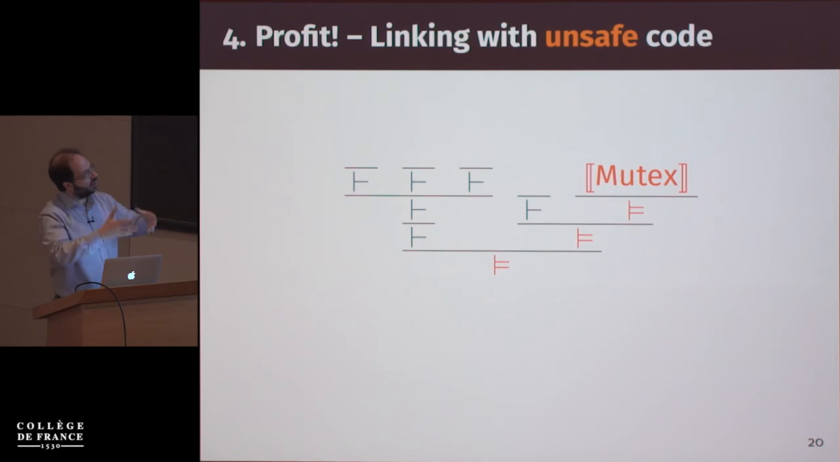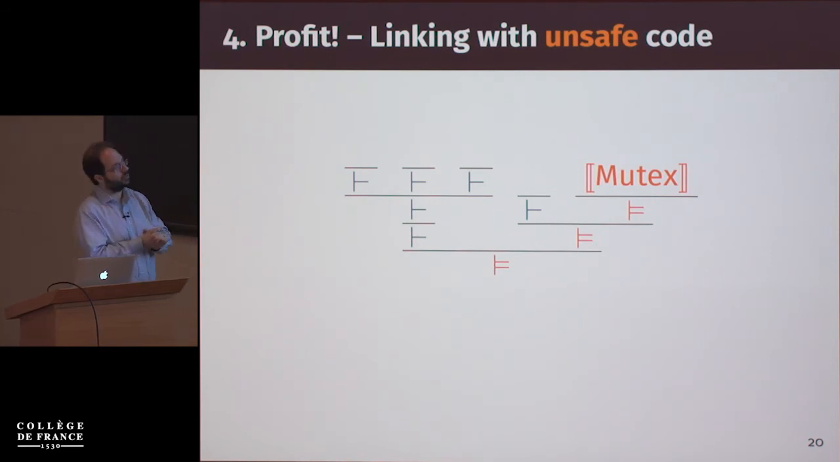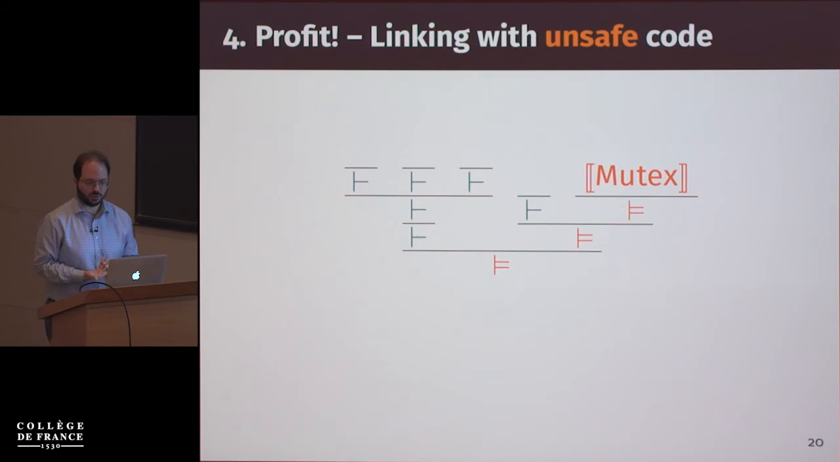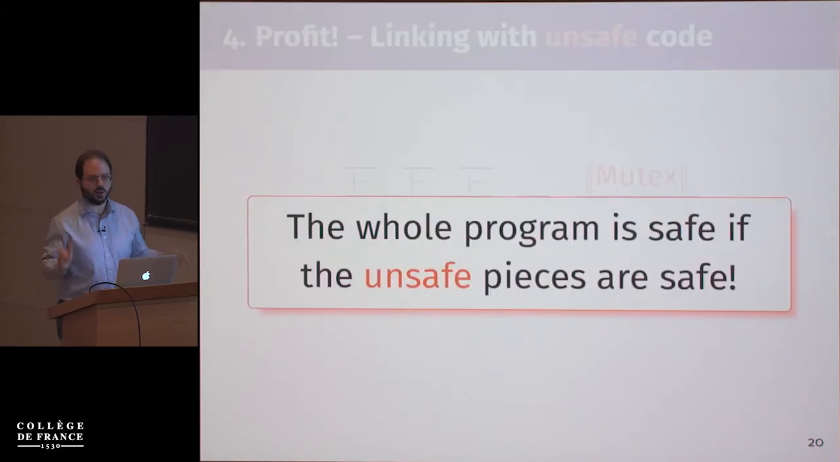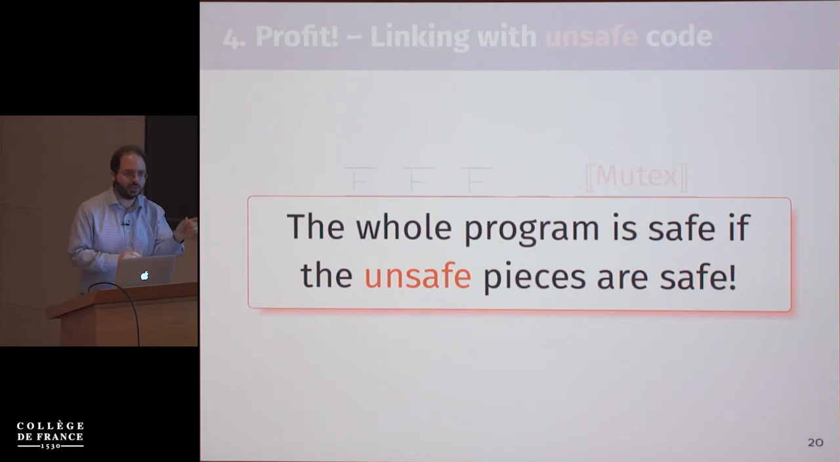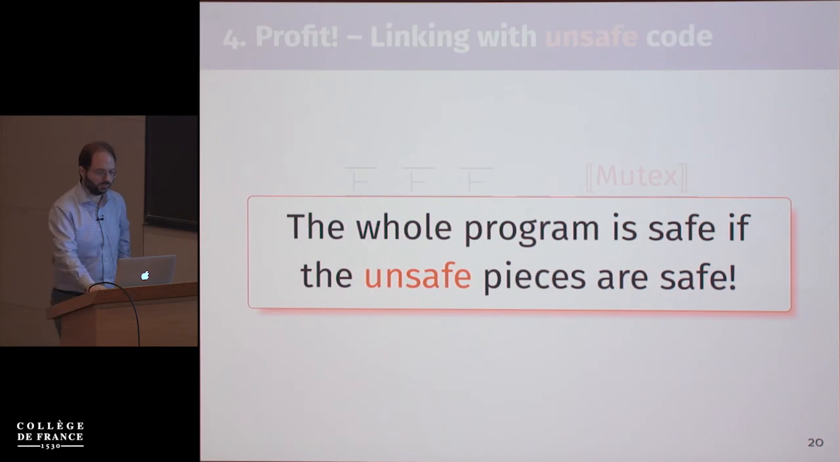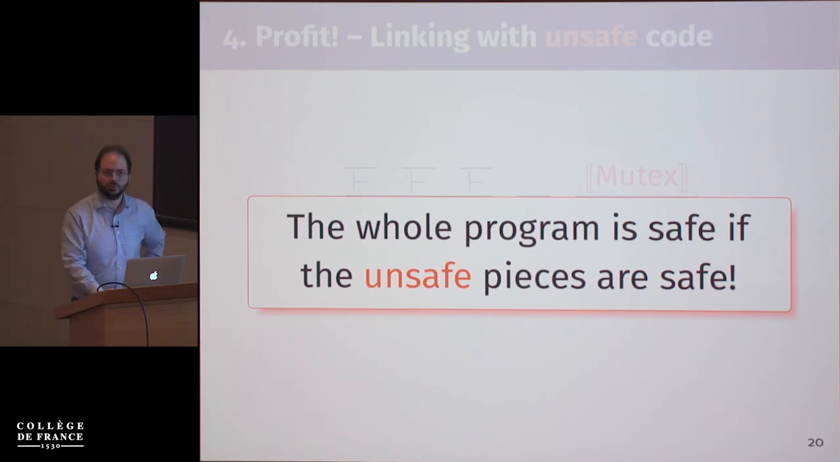And therefore, because we have these compatibility lemmas that we've proven, we know that we can link those semantically well-typed pieces together with syntactically well-typed pieces, and the whole program will be semantically well-typed and therefore safe to execute. So the slogan is, the whole program is safe if the unsafe pieces, the pieces that use unsafe features, are semantically safe. Any questions about that?